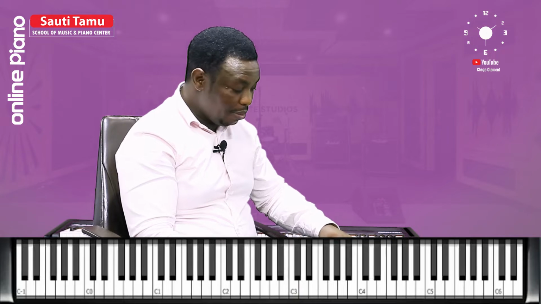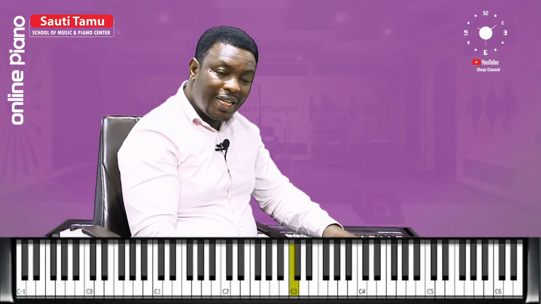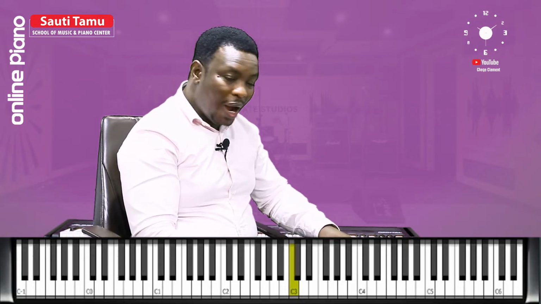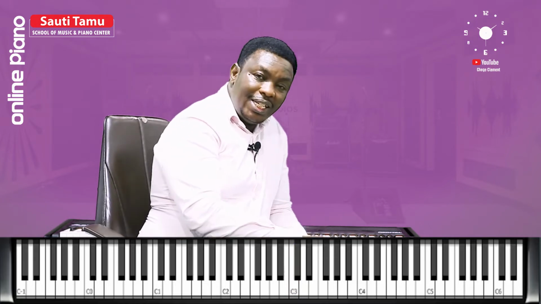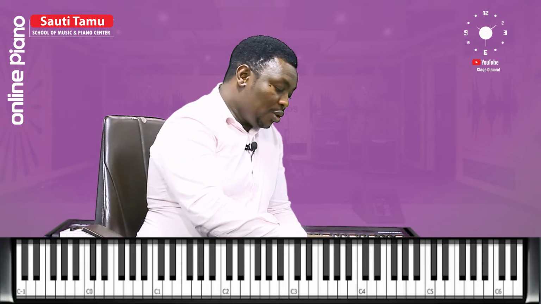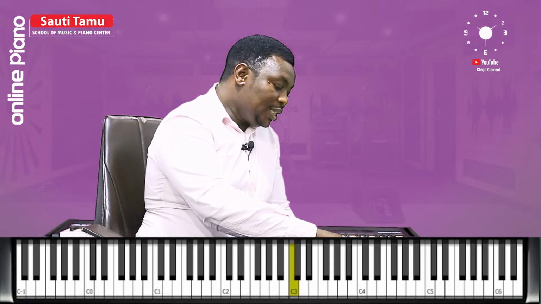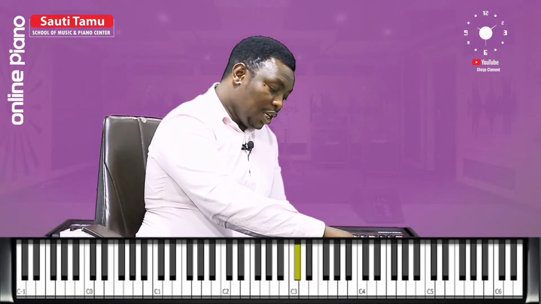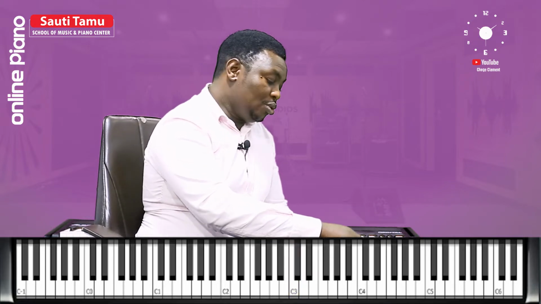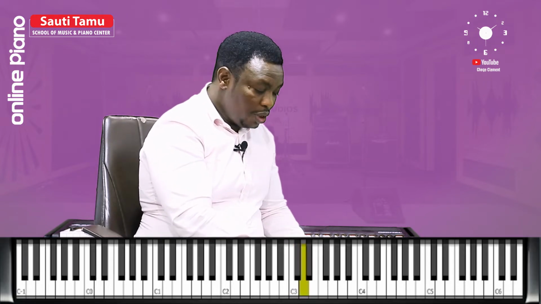A semitone, which is also called a half step, is the distance from one note to the neighboring note, and a tone is the distance of two semitones. For instance, when you are in C, it will be from C to C sharp, and then from C sharp to D. So a tone is from C to D.